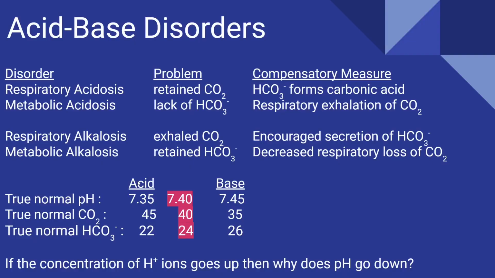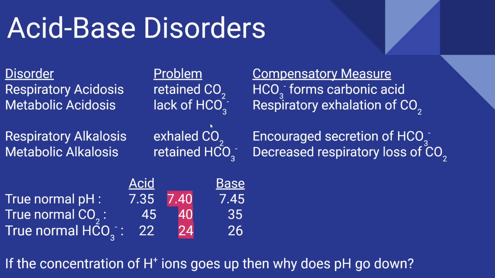So acid-base disorders, we're very, very aware of these in the ICU. We do this all the time. We're checking blood gases and comparing them to previous ones, or we should be. And one of the important things to know with acid-base disorders is what's the compensatory measure to fix the problem naturally. So in respiratory acidosis, the problem is we have too much CO2, so the body retains more bicarbonate in order to make carbonic acid with the CO2.